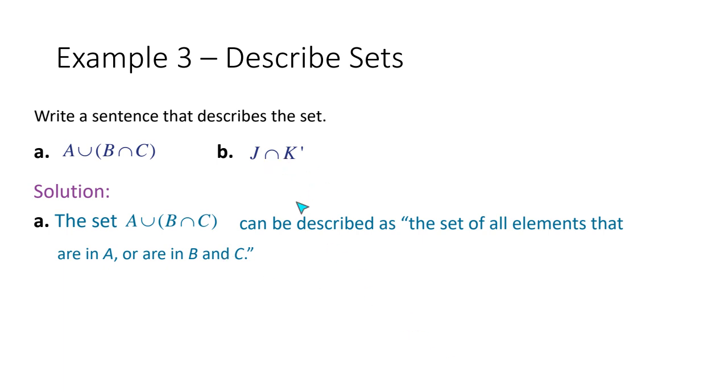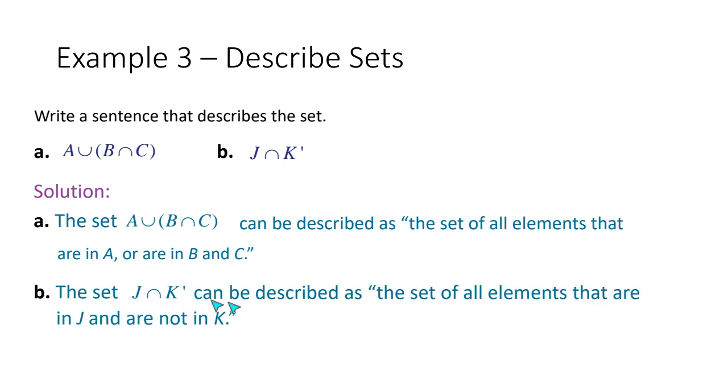For letter B, we have the intersection, so we know we're going to have the word "and" involved. And then we have this symbol here, and remember, this symbol is your complement. So let's see what we can write. This set can be described as a set of all elements that are in J and are not in K. Remember, the complement means everything that's not in K. Okay, so that's an example of describing your set in sentences.